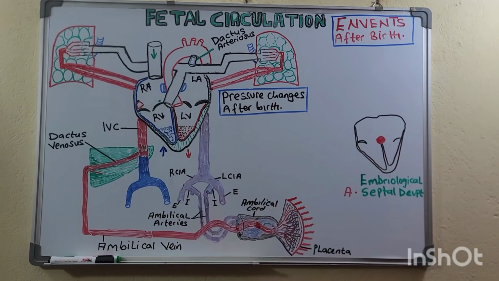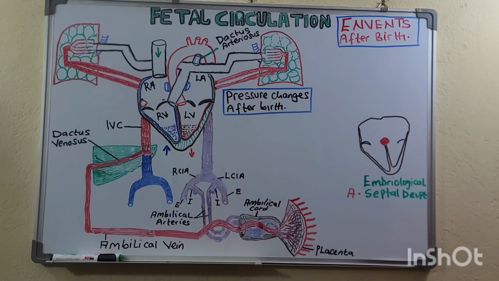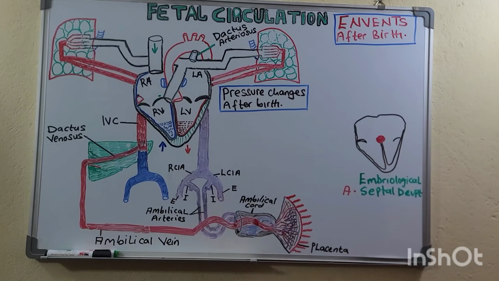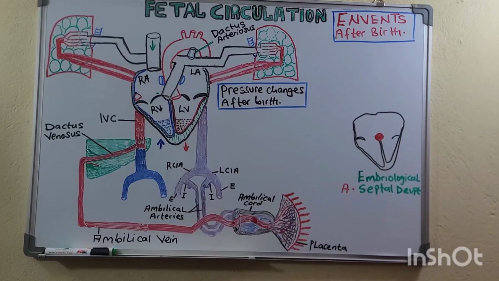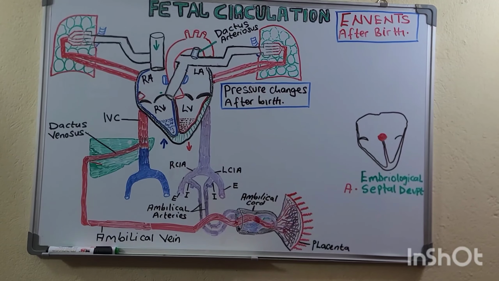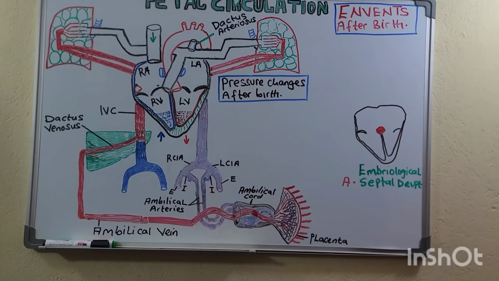Let's go ahead and get started. In the previous video, we looked at what we call fetal circulation before birth. We saw how blood was coming from the maternal side through the placenta, and then it goes to the growing fetus. But in this video, we are going to be mainly focusing on what happens immediately after birth when the umbilical cord is cut.